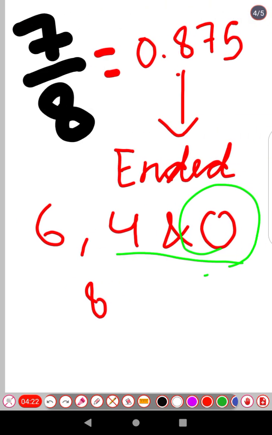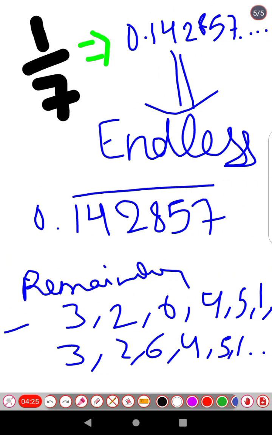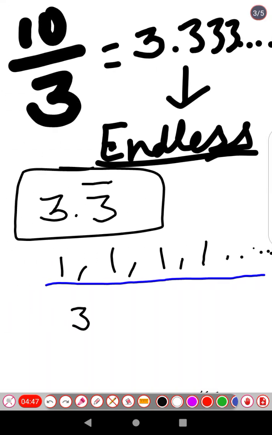In 1 by 7, there are 6 entries, 3, 2, 6, 4, 5, 1 in the repeating string of remainders, and 7 is the divisor. If the remainders repeat, then we get a repeating block of digits in the quotient. For 10 by 3, 3 repeats in the quotient, and for 1 by 7, we get the repeating block of 142857 in the quotient. It will continue so on.